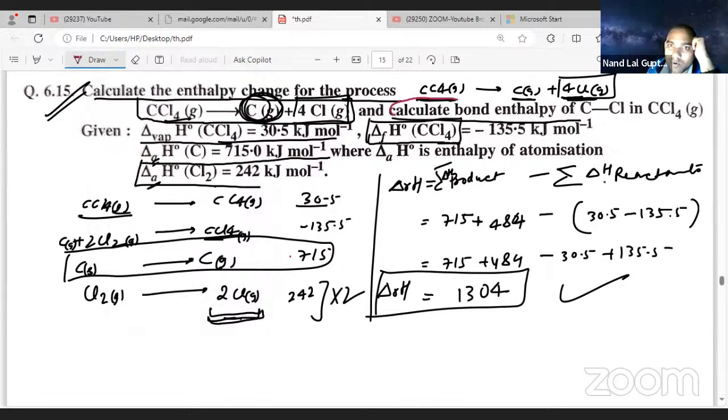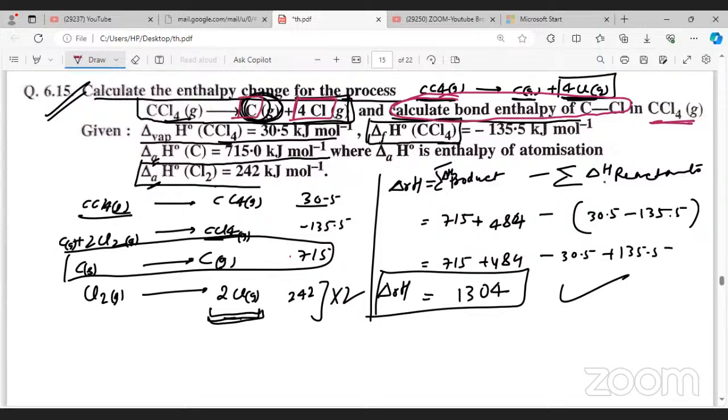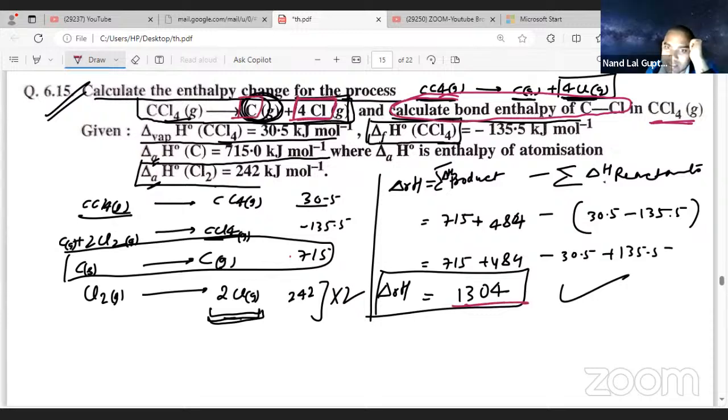Calculate the bond enthalpy of the C-Cl bond. Only one bond they are asking. For four bonds, see, the four bonds are broken here. Carbon is broken into four bonds, and four bond energy is released. So if I write delta H, 4 into delta H of which bond? That is the C-Cl bond. For 4 C-Cl bonds, how many are there?